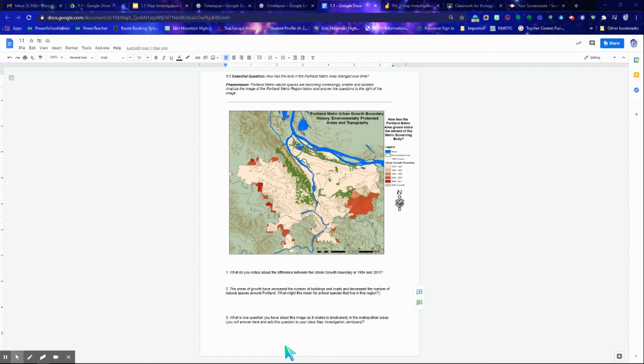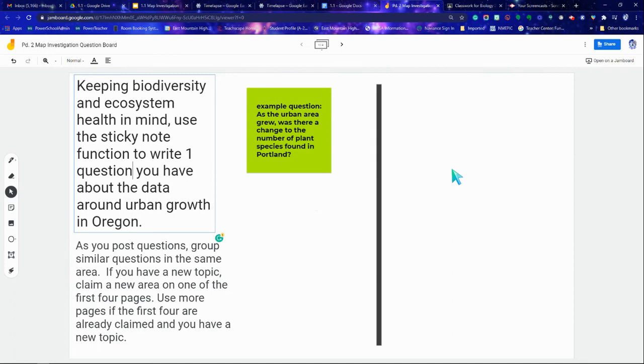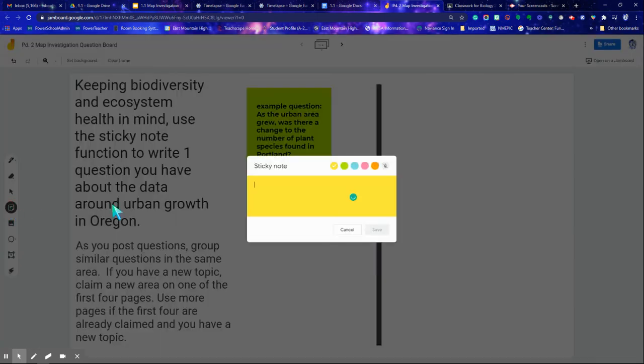Once you have your question, I'll know what question it is because you've asked it on here. You're going to then go to our map investigation Jamboard. This is also a link on this assignment. You're then going to use the sticky note feature to ask a question. I'm not going to give any away. So remember, I went to sticky note on the left-hand tool side, put in my question.